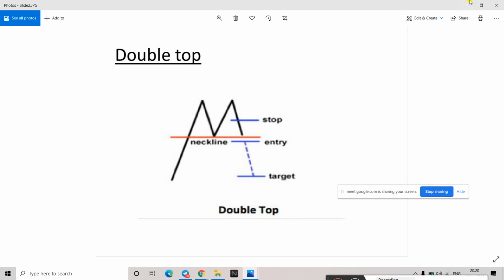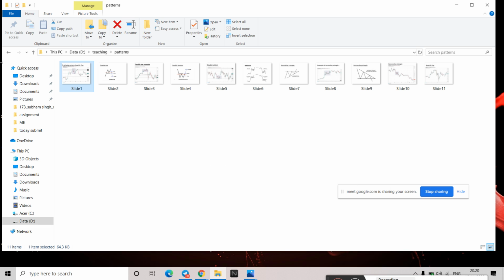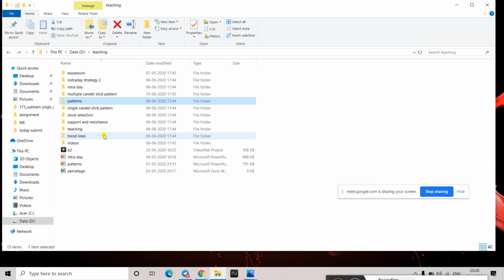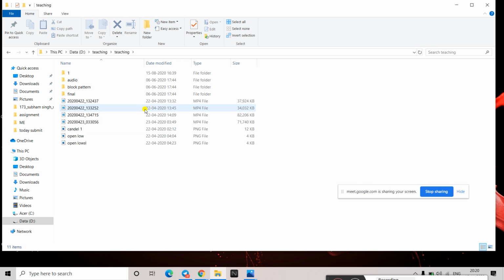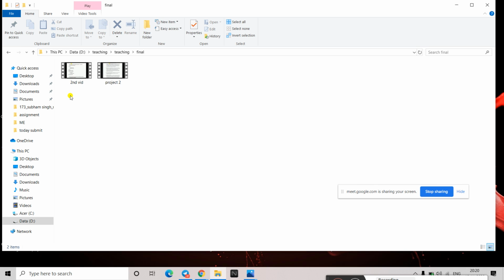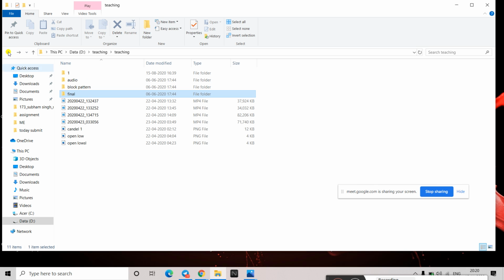I'll just show you one. So when we were seeing the parallel, we were talking about trend lines. There was a picture of a parallel channel there. So in that also, wait a second.